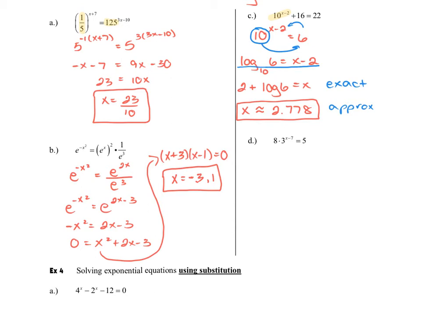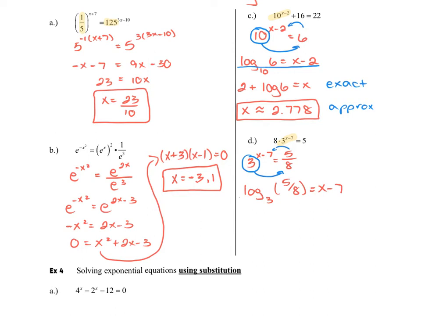Before I can do much of anything, I need to isolate this exponential piece. So I'm going to divide by that 8. So I'll have 3 to the x minus 7 equals 5/8. No way I'm going to get those bases to match, so I'm going to switch to my logarithm. The base of the exponential will become the base of my log. So I'll have log base 3 of 5/8 equals this x minus 7.